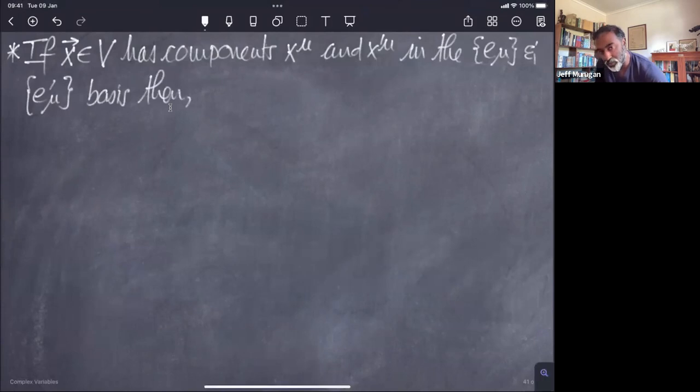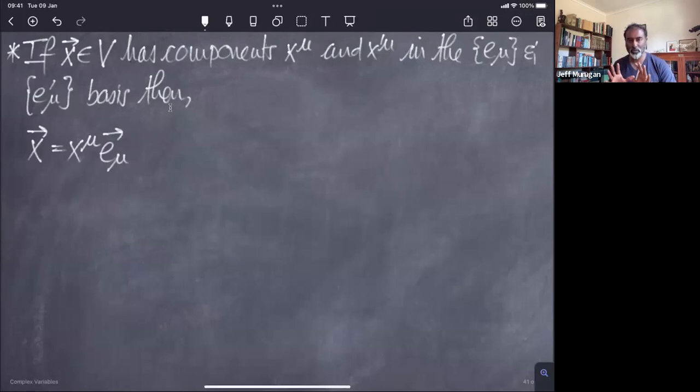Then the following is true. The fact that X has components X mu and X mu prime in the E and E prime basis means the following. It means that X can be expanded as X mu E mu, but it can also be expanded as X mu prime E mu prime, right? They give you the same vector, just with different components in a different basis. Okay, the components of a vector are basis dependent.